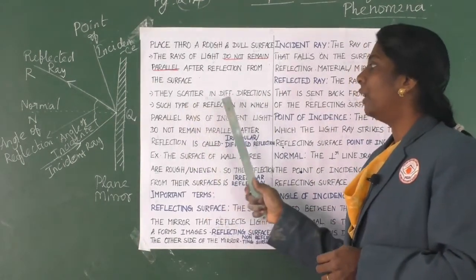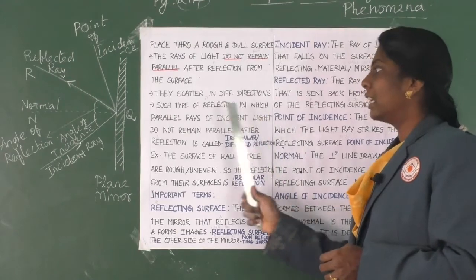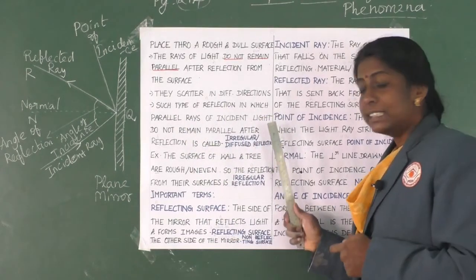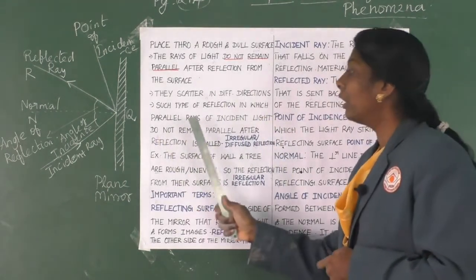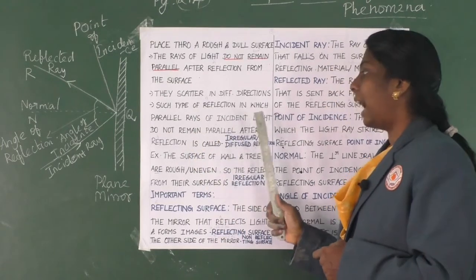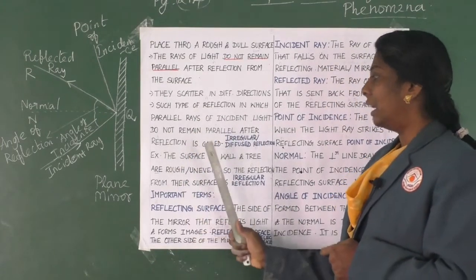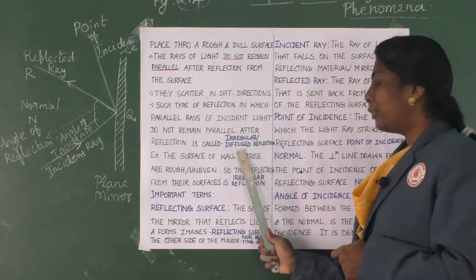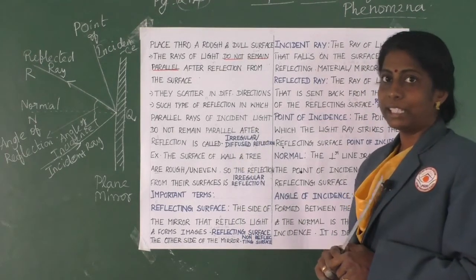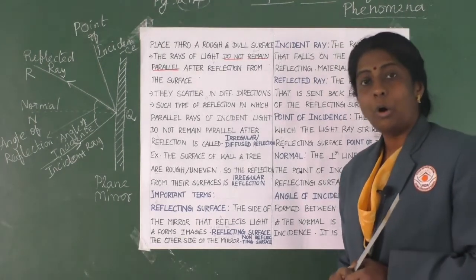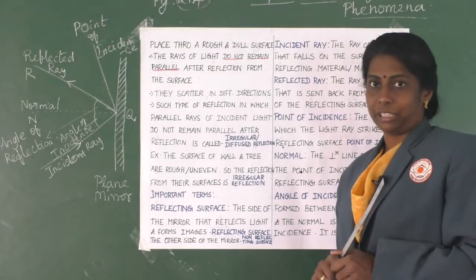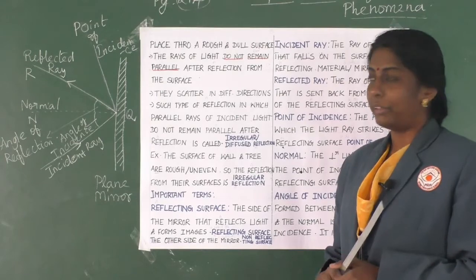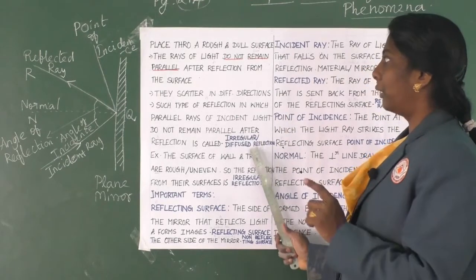Such a type of reflection, in which parallel rays of incident light do not remain parallel after reflection, is called irregular or diffuse reflection. What did I say? Irregular or diffuse reflection.